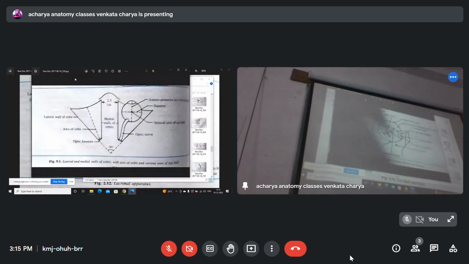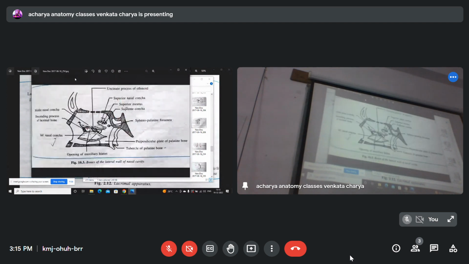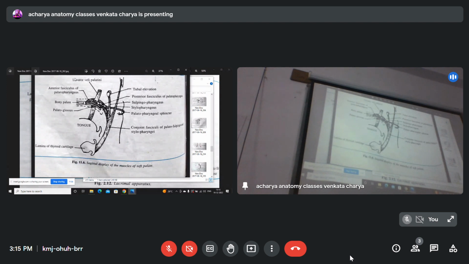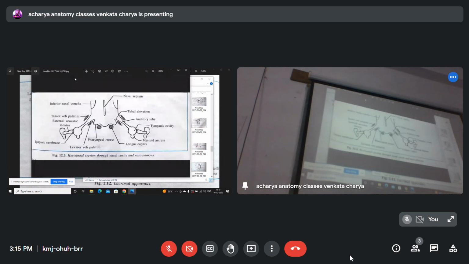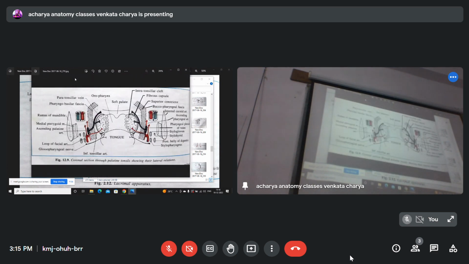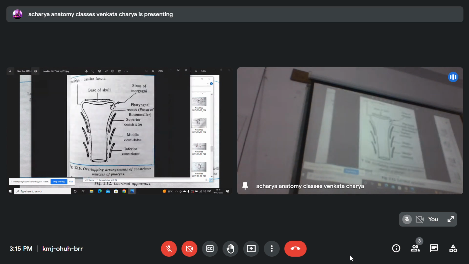Number two, stylopharyngeus. It starts from the styloid and runs to the pharynx. Okay, next, stylohyoid. Next, ligaments.